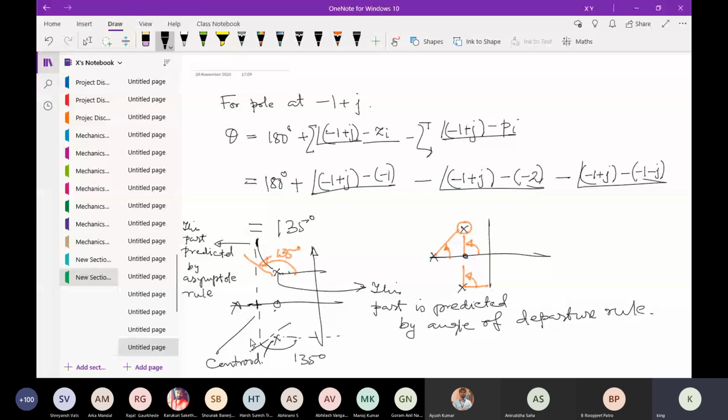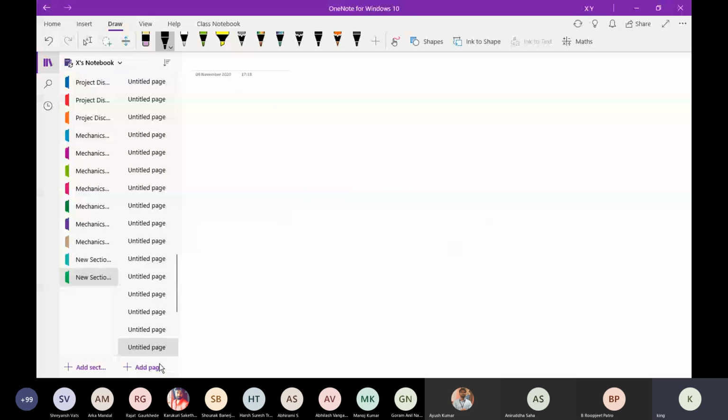And our locus will also not cross the imaginary axis. So you see, without much of an ado, we have been able to finish off a diagram which to start off with may have looked very complex.